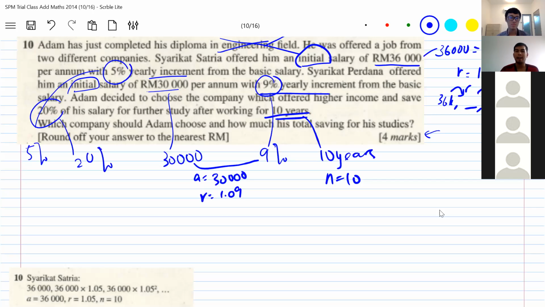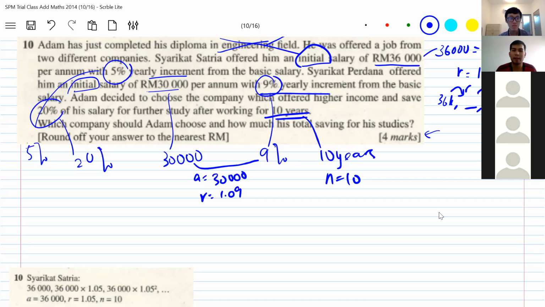So you got A, R, and N already. And then don't forget to read the question, right? That's the most important, the main question they're asking for. Which company should Adam choose? And how much is his total savings? So now you got 2 options, right?